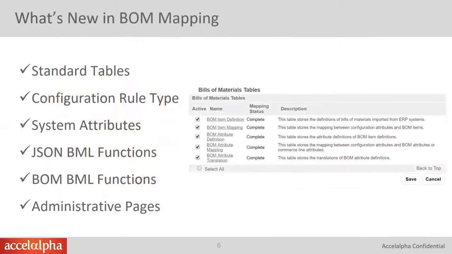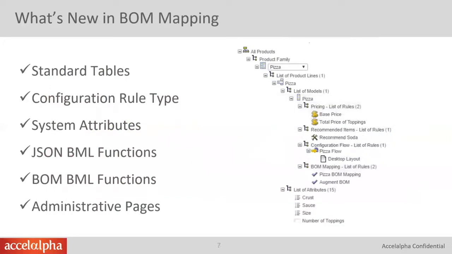All right, so I wanted to quickly go through some of the new things that are part of this functionality that we call BOM mapping. The first is there's a set of standard tables that are used in BOM mapping. We'll go through those tables in detail in a moment. There's also a separate new configuration rule type. It's called a BOM mapping rule, and we could see it on the right side in our product hierarchy where we have all of our attributes and rules. We see a BOM mapping rule there. There's two of them in our configuration.